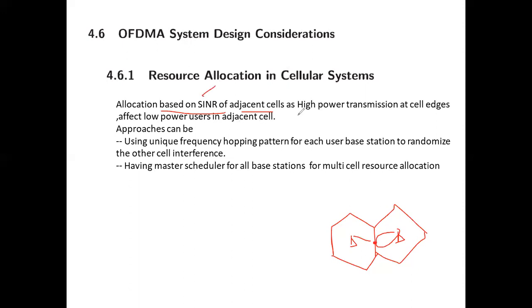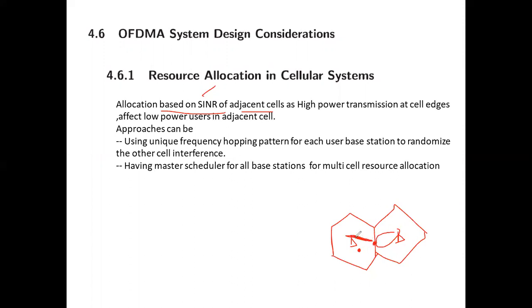Why does high power transmission happen? As I discussed in the previous class, compared to a user who is very near to the tower, a person who is far away from the tower has to communicate with high power transmission. Whenever there is high power transmission, it is going to create an issue for this particular user. It is going to cause signal to interference noise ratio problems.